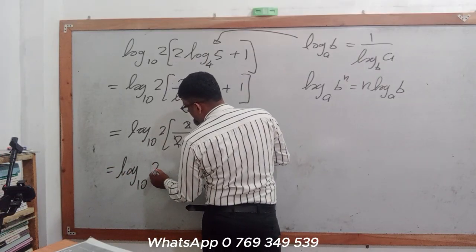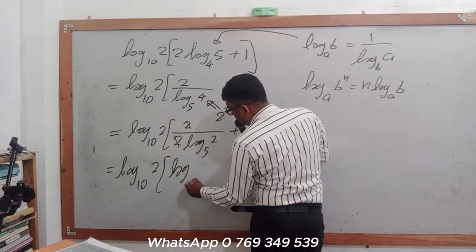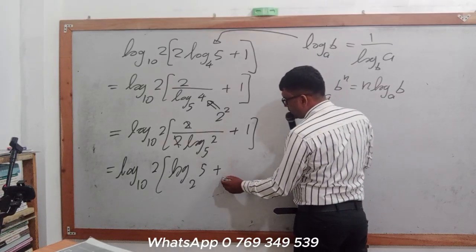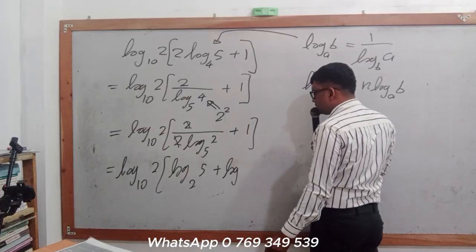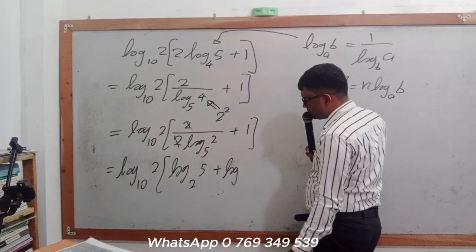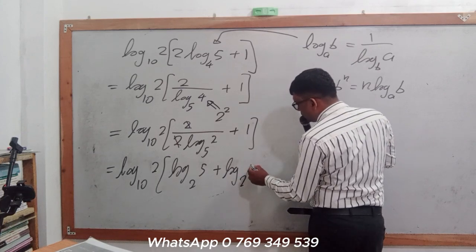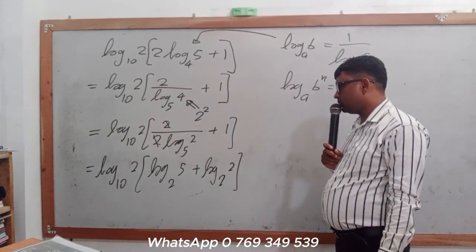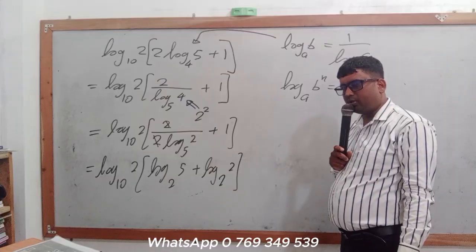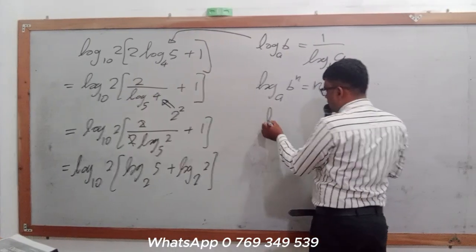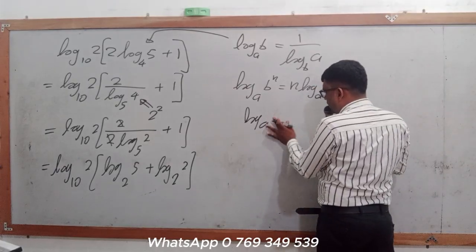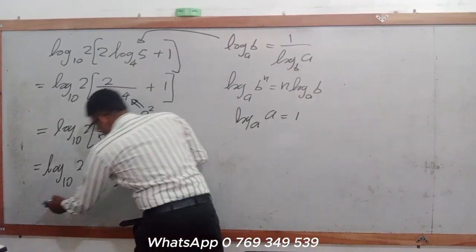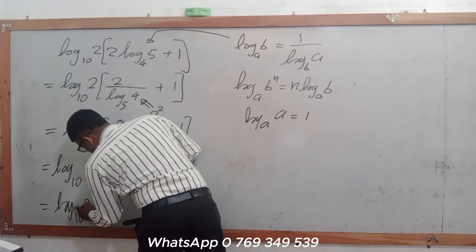Log 10 2, this is log 2 5 plus this is the one. We can say that log 2 2 has the same base. That is the theory: log A A equals 1. We can use the same base like that. Right. And again log 10 2.